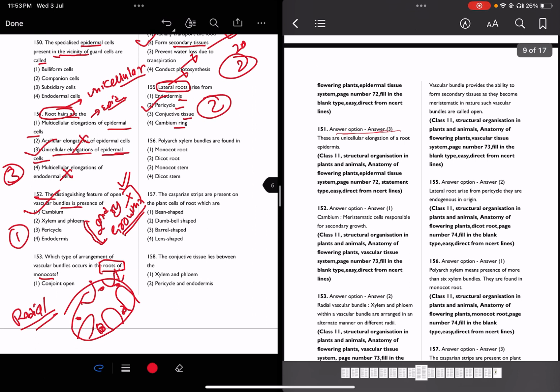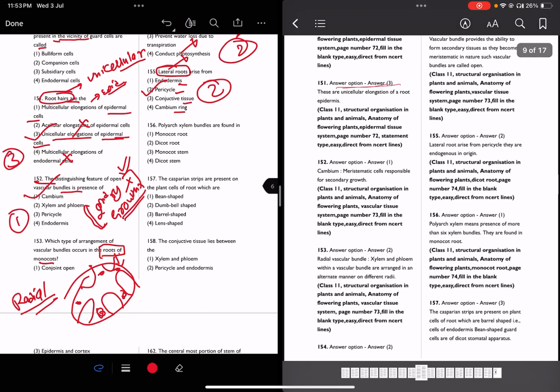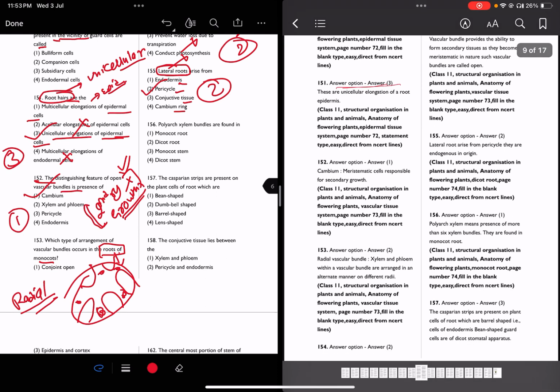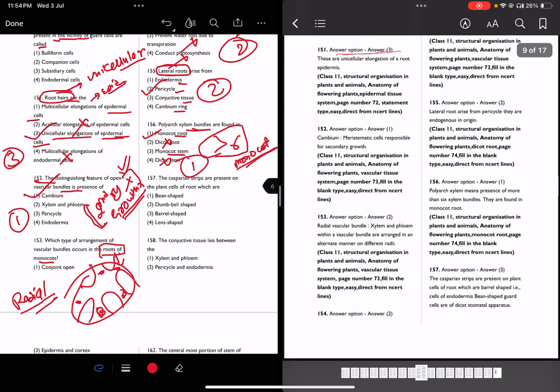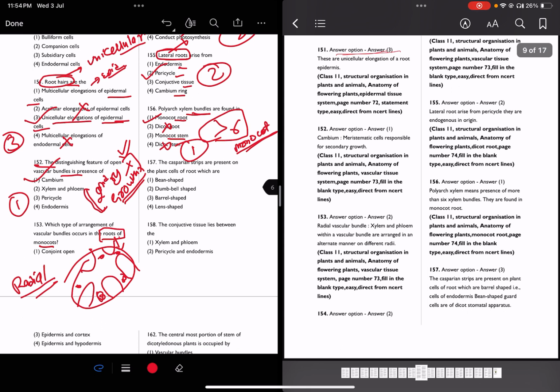Now move to the next question, 156. Question 156: polyarch xylem bundles are found in... Polyarch means when xylem number is more than 6. Is polyarch present in monocot or dicot? The answer is monocot. So dicot we cancel out. There are two options, monocot root or monocot stem. Polyarch xylem bundle is decided in root or stem? Root. So the answer is 1. Polyarch xylem means presence of more than 6 xylem bundles. They are found in monocot root.